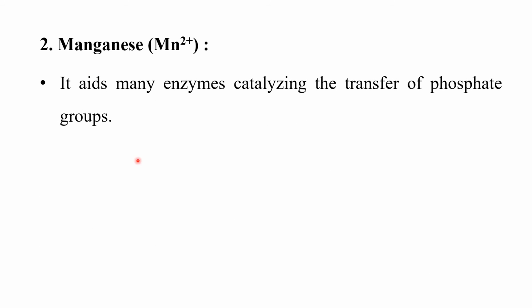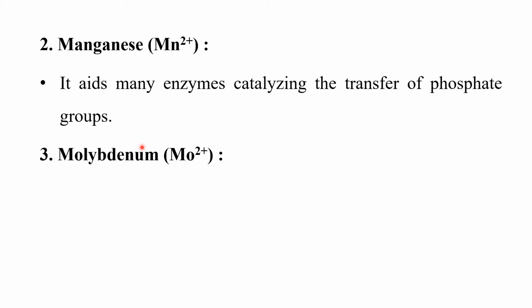The next micronutrient is manganese. Manganese is also a part of enzymes and is mainly involved in the transfer of phosphate groups. Mainly the kinase class of enzymes are involved in the transfer of phosphate groups, and within these, manganese will act as a cofactor.